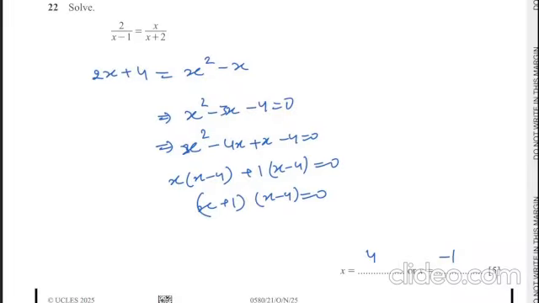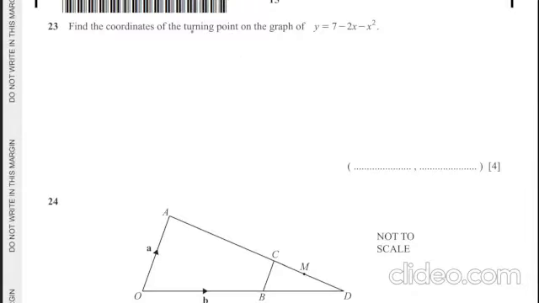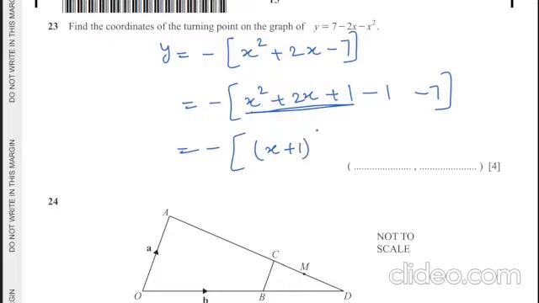Moving to the next question, 23rd one. Find the coordinate of the turning point of the graph. So for that we can convert our equation into completing the square. So I'm taking minus common here because I need 1 as the coefficient of x square. Now for completing the square I'm going to add 1 and subtract 1. B by 2 by 2 is 1, 1 square is added and subtracted, so that we can make this a perfect square. So this will be the square of x plus 1 the whole square minus 8.